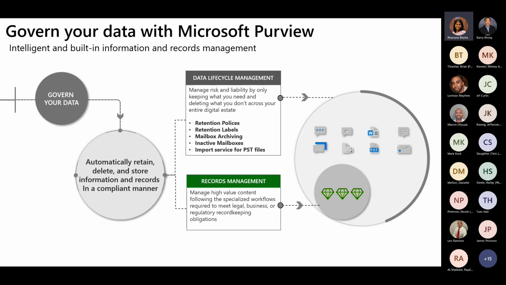For governing data across your broader digital estate, you can leverage data lifecycle management capabilities like retention policies and retention labels. You can apply retention policies to Microsoft 365 workloads like Exchange, SharePoint, OneDrive for Business, Teams, and you can retain or delete the content. When you configure a retention policy, you can target all mailboxes and sites and teams in the organization, or only mailbox and sites of specific users or departments or regions.